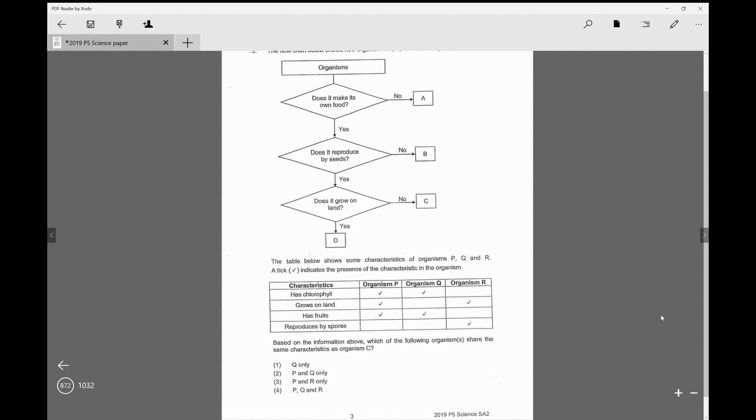Let's look at organism P. Look at this table at the bottom. Organism P has chlorophyll. If you have chlorophyll, that means it can trap light, that means it can make food. So it can make its own food. Does it reproduce by seed? It has fruits, so it's a flowering plant, therefore it reproduces by seeds. Fruits also contain seeds that can be used to reproduce, so it's yes also. Does it grow on land? Yes, it also grows on land. So this is D.